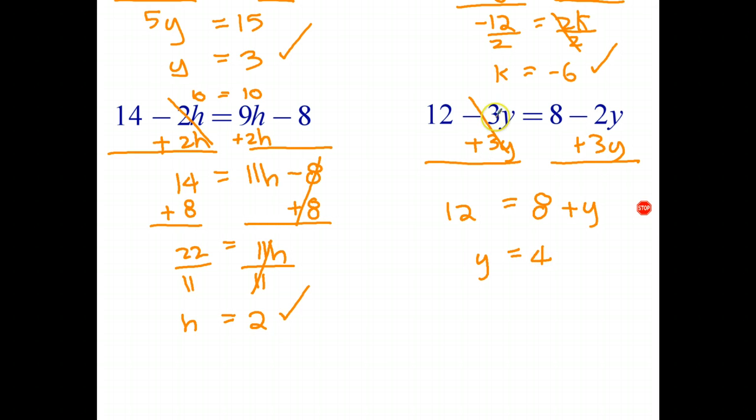Quick check. 4 times 3 is 12. 12 minus 12 is 0. 2 times 4 is 8. 8 minus 8 is 0. So the two sides do evaluate to be the same. So therefore, y equals 4 is the correct answer.